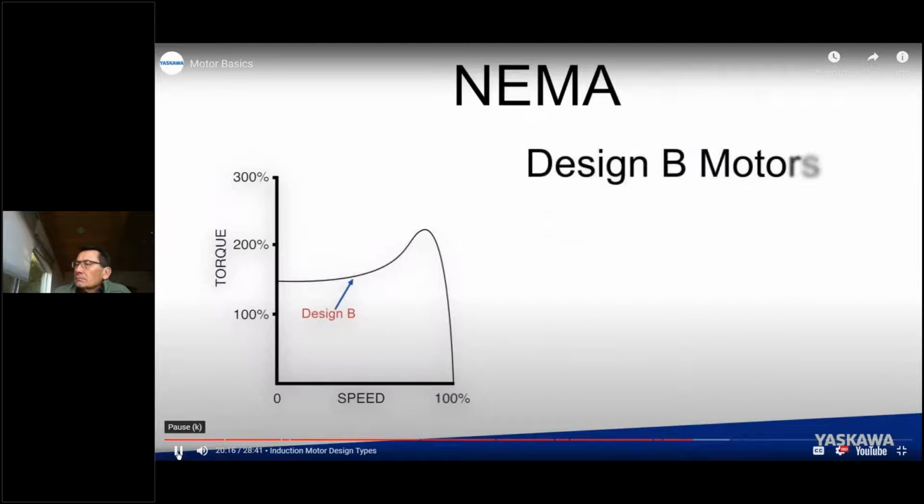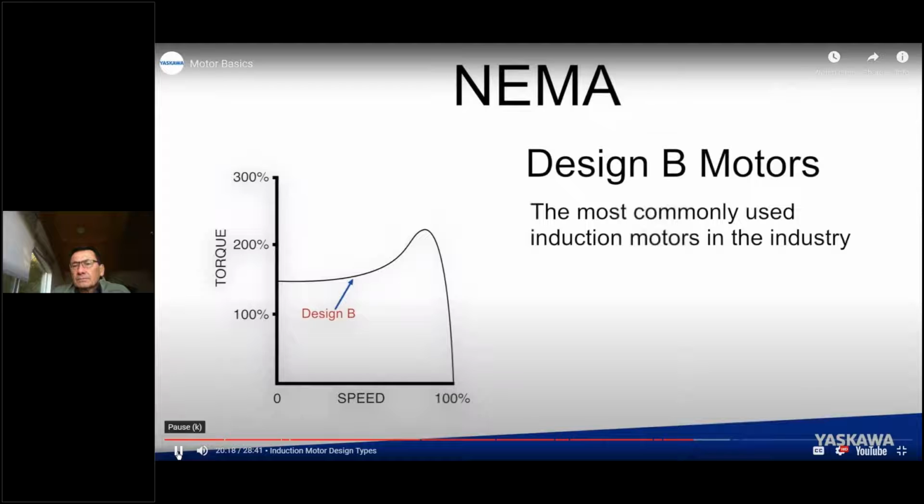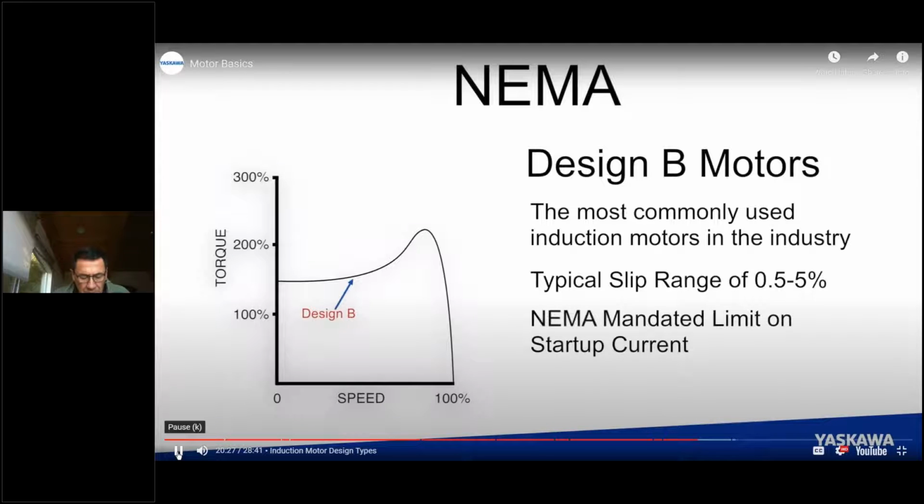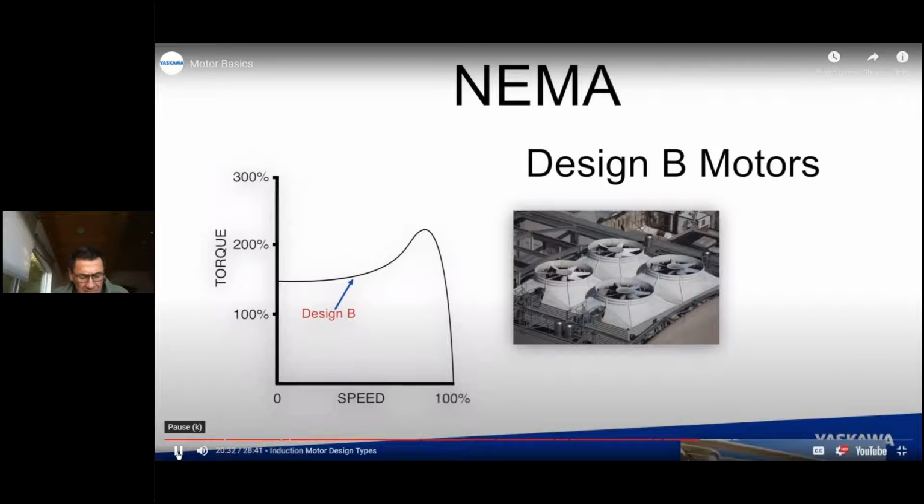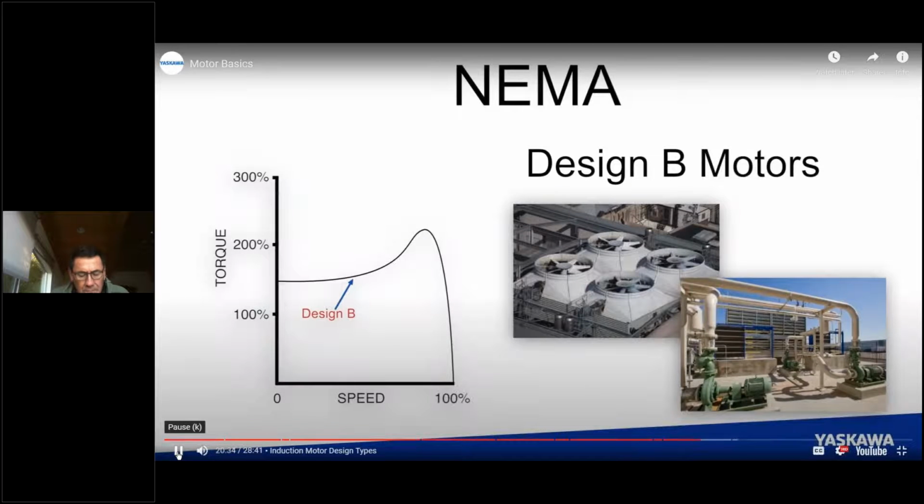NEMA Design B motors are the most commonly used induction motors in the industry. They have a maximum of 5% slip and speed-torque characteristics that are similar to Design A motors, but with a NEMA mandated limit to their starting current. Because they can provide good pull-up torque, Design B motors are used in a wide variety of applications. Design B motors can also take impact or burst loads at full speed without stalling.